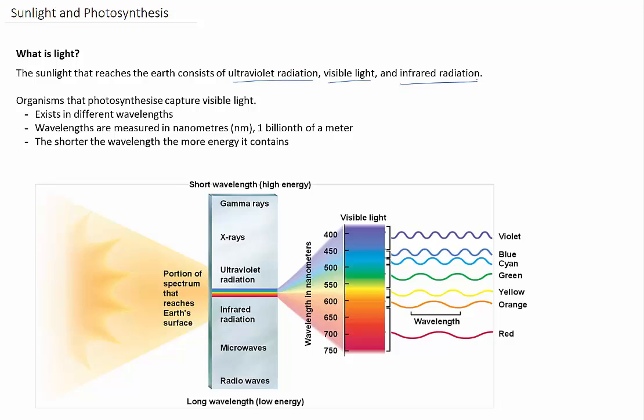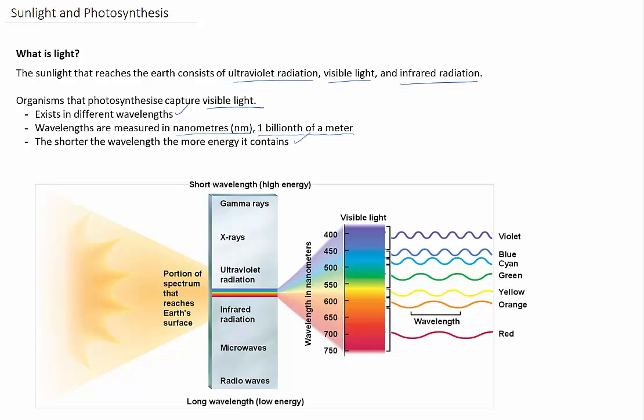Organisms that photosynthesize capture visible light. It's called visible light because it is part of the spectrum that we can visibly see. Visible light exists in different wavelengths, and these wavelengths are measured in nanometers, which are very small measurements of 1/1000th of a meter in wavelength. The shorter the wavelength, the more energy it contains.